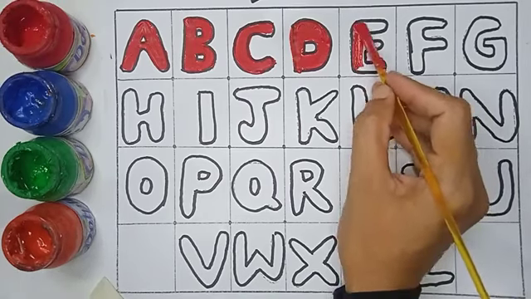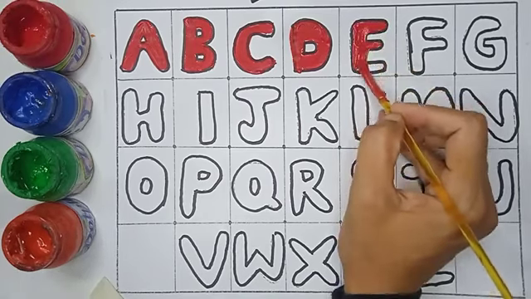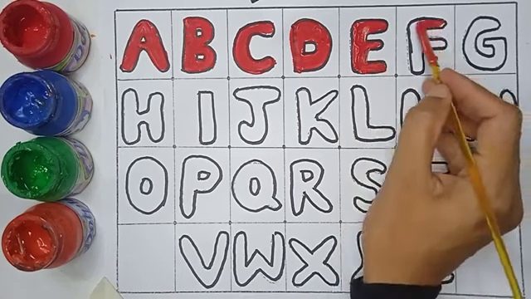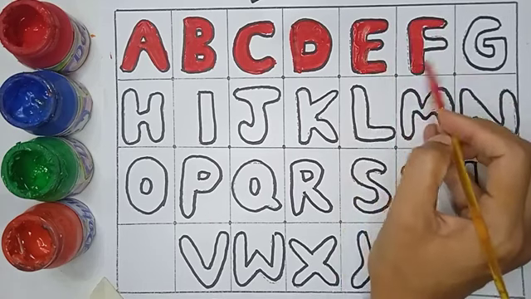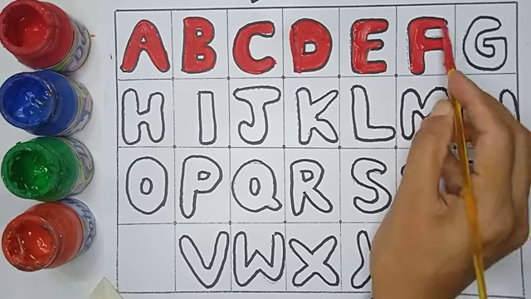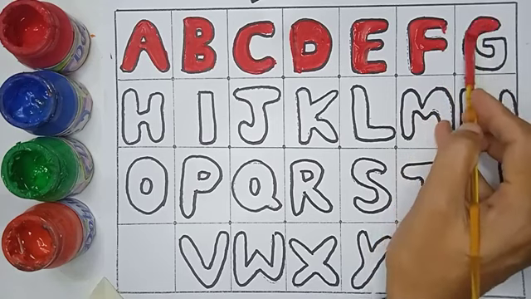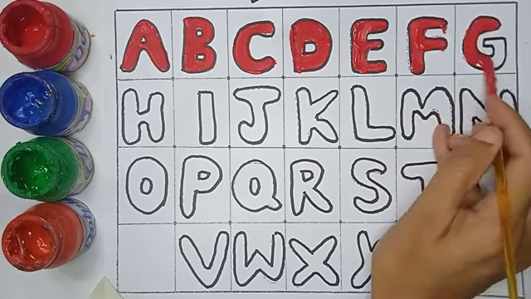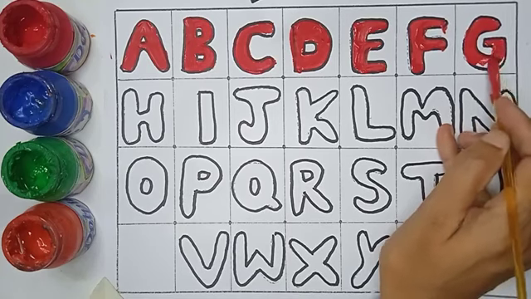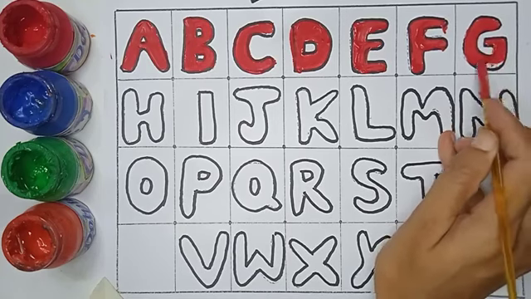E. E for ear. F. F for flower. G. G for gun.